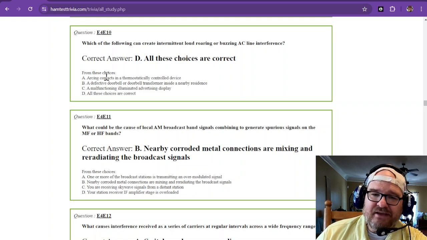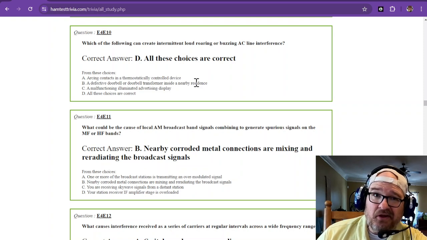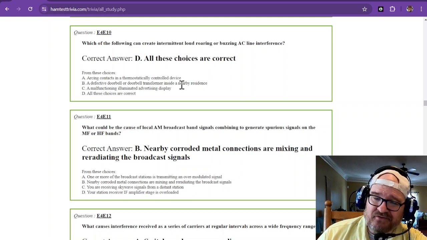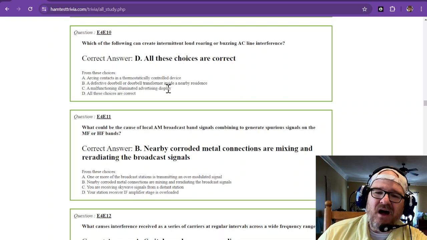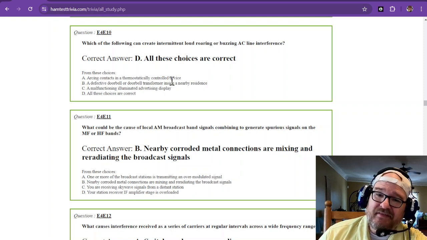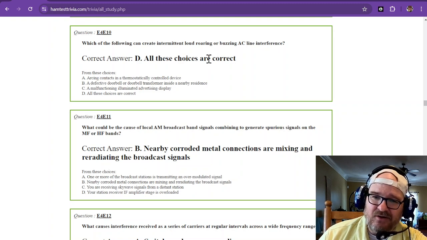It could be arcing contacts in a thermostatically controlled device, a defective doorbell or doorbell transformer inside a nearby residence. See, that's probably what it could be. I've gotten close to mine with a detector. It may not be my doorbell transformer, but it could be. Or a malfunctioning illuminated advertising display. That is not all of the choices that could cause that, but on this test, those are the ones that are correct. They all are.